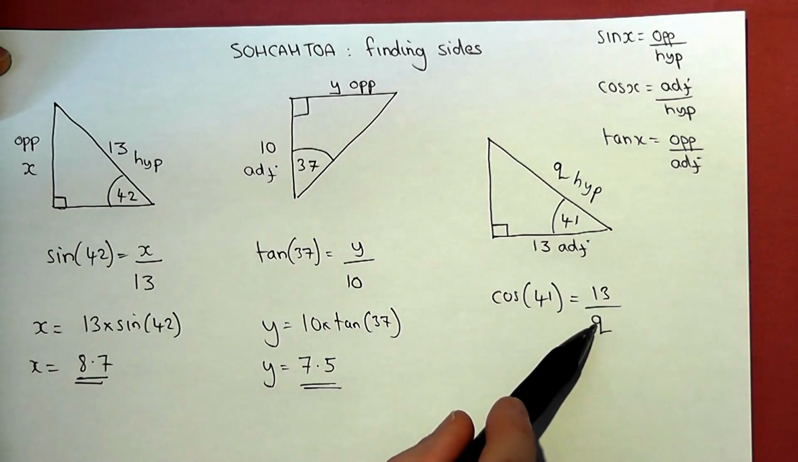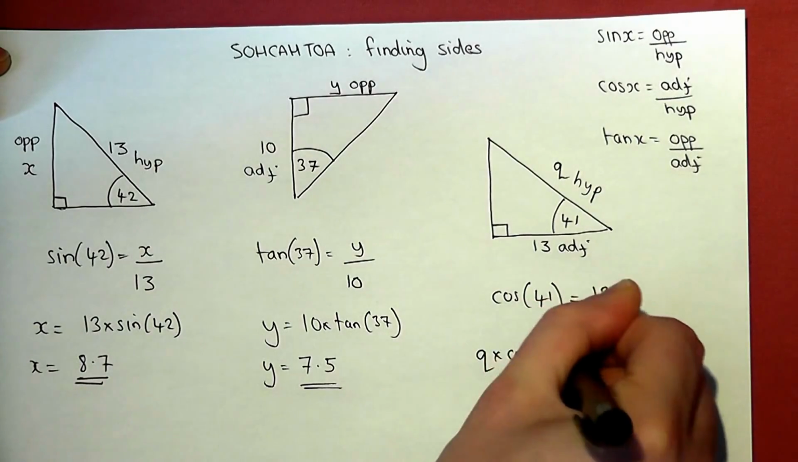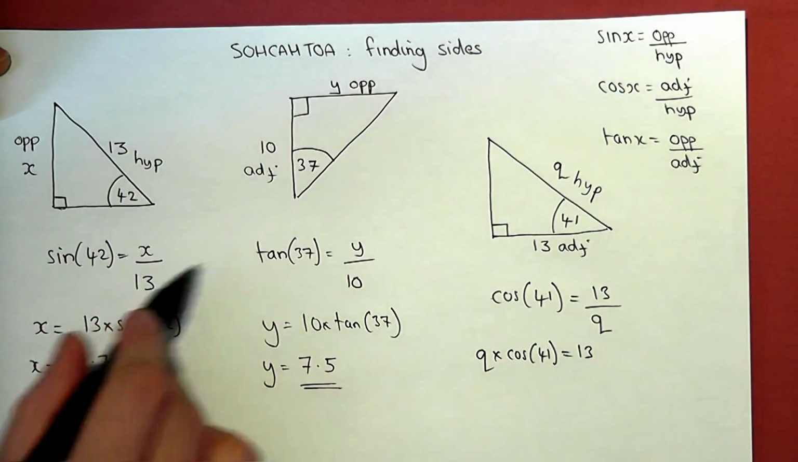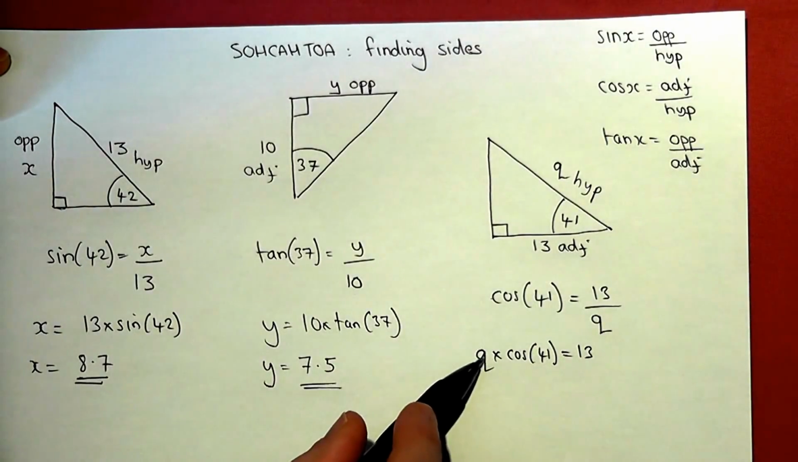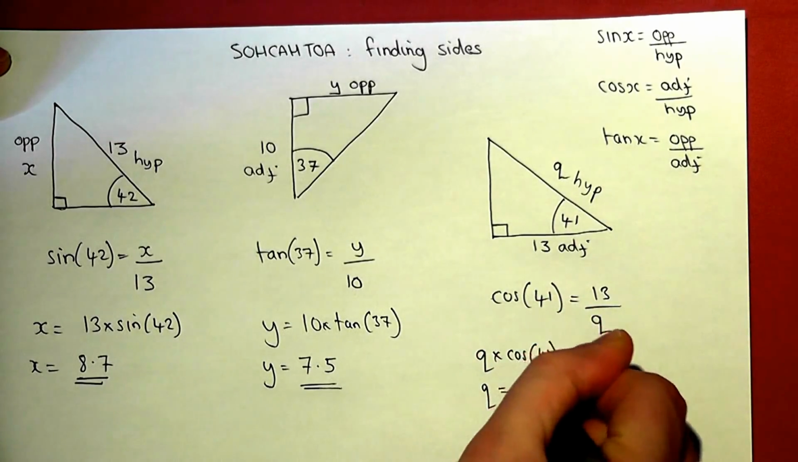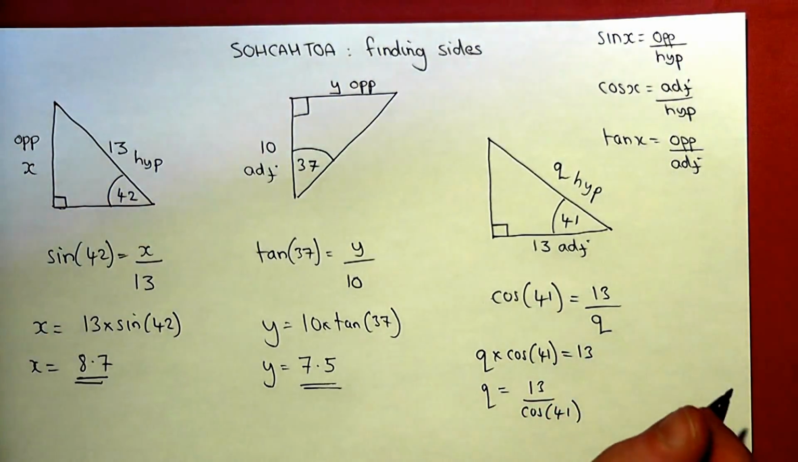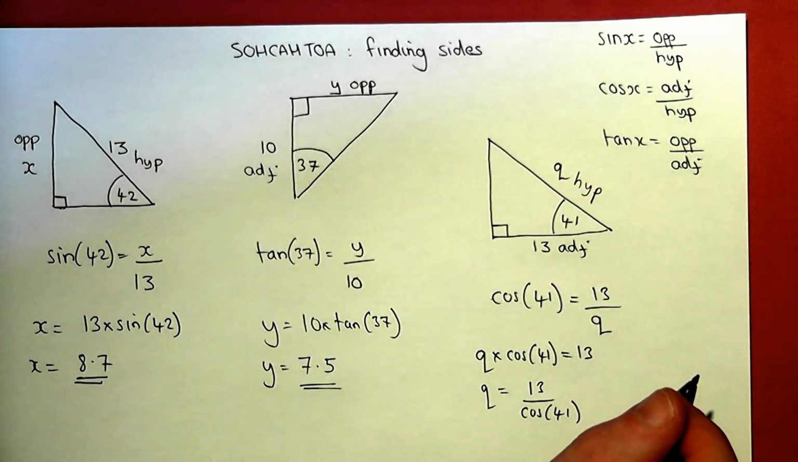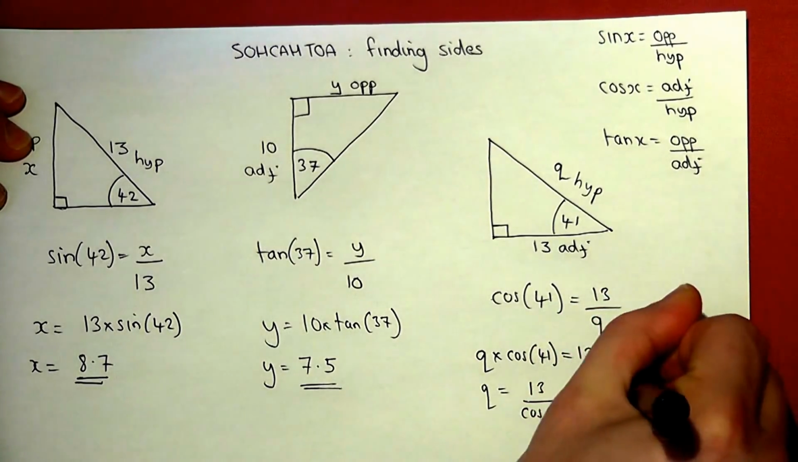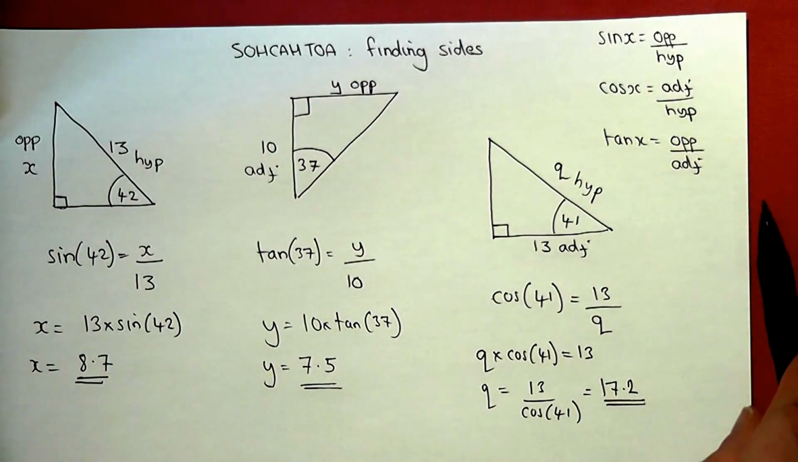I first of all times up by q. So q lots of cos 41 is equal to 13. I've times by q, like I times by 10 and 13 here. So to find q, I now divide by cos of 41. So q is 13 divided by cos of 41. So I input that into my calculator. So 13 divided by cos of 41, and I get 17.2. So q has a length of 17.2.